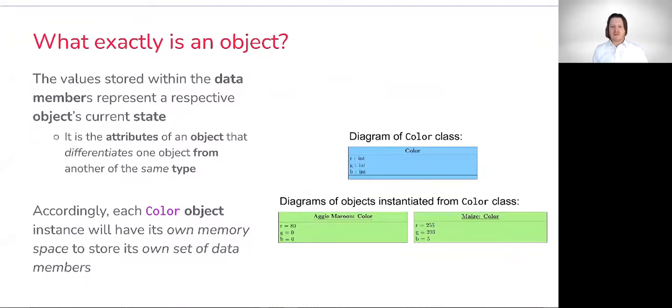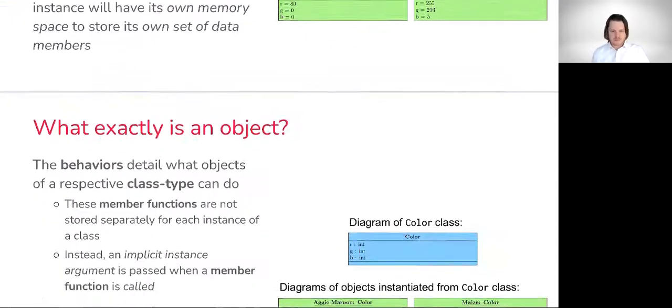So the values within the data members are going to represent a respective object's current state. It is the attributes of an object that differentiate one object from another of the same type. Accordingly, each color object instance will have its own memory space to store its own set of data members. So notice here, if we were to create a color object storing Aggie maroon, that would have its own space located in memory to house those data members. Likewise, if we wanted to create maize, it would receive its own allocation of memory where we could store the state of the RGB components for that object.